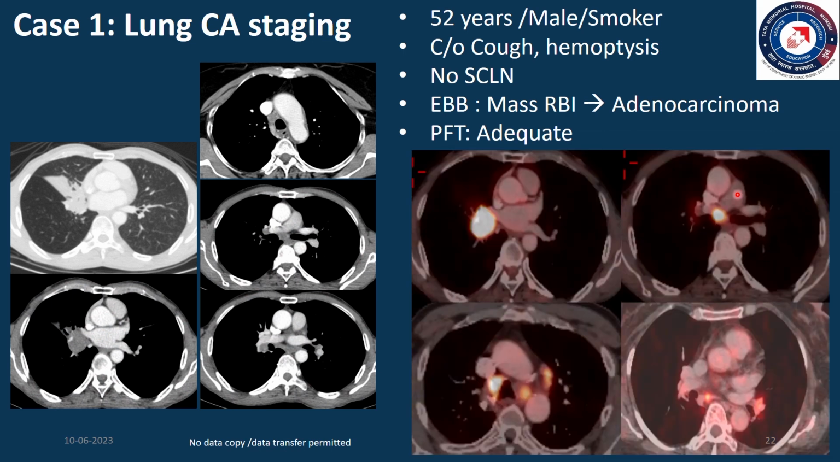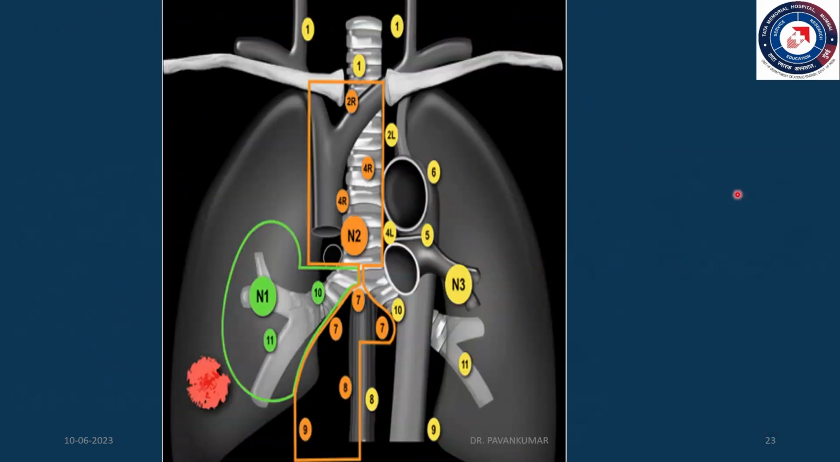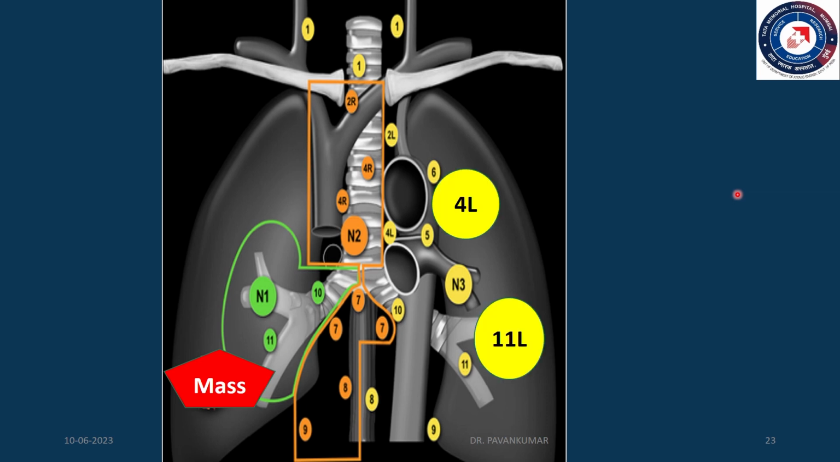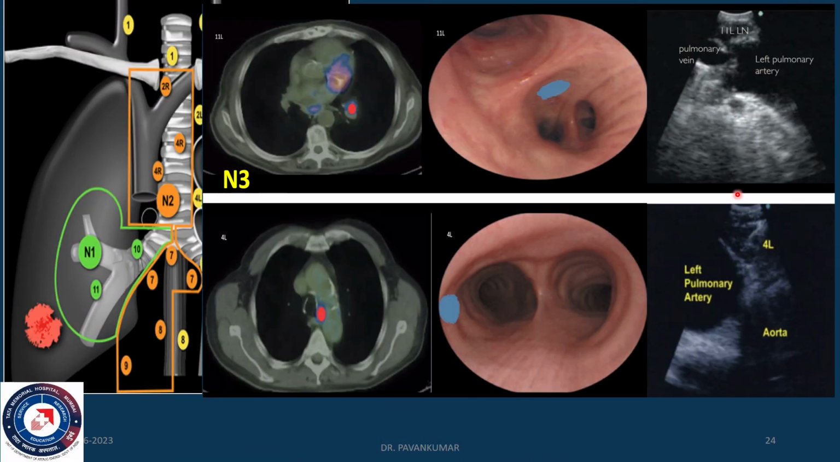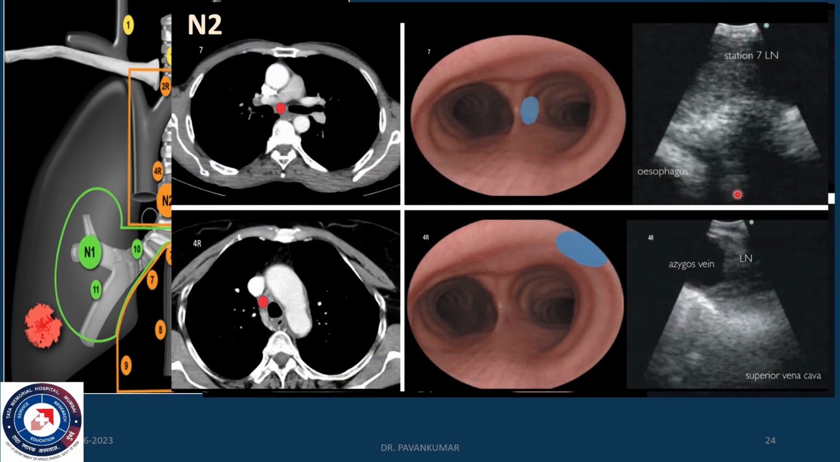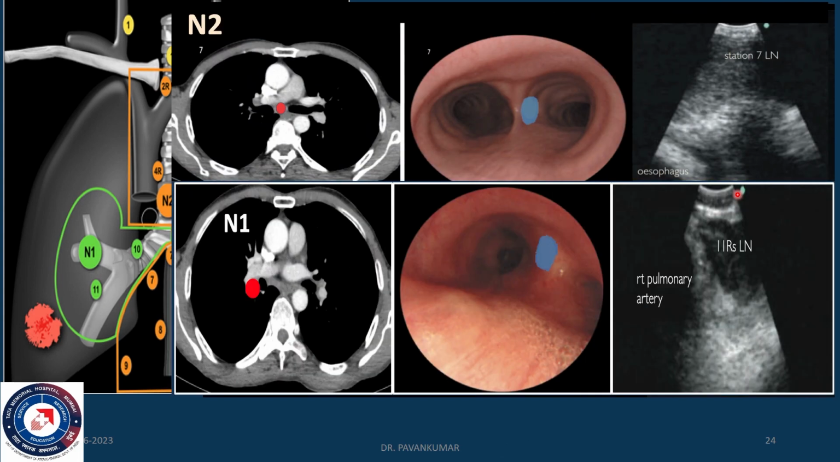You look at the PET scan, multiple nodes are lighting up, and there is a contralateral hilar node as well. So the concept is that when there is a right-sided mass, you look at 4L and 11L in this patient, which are N3, then you go to N2, that is 4R and 7, and then you target the N1 nodes. So systematically, N3 followed by N2 have been sampled. They all turn out to be reactive. You go to the N1 node, and it turns out to be positive in this patient.